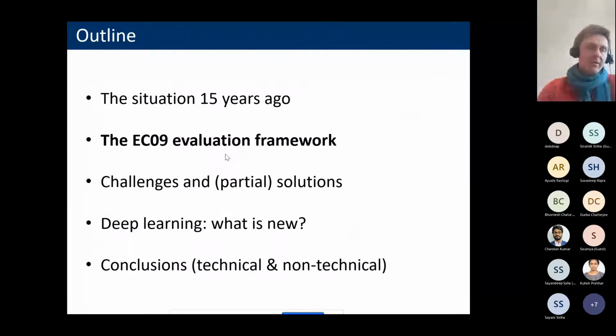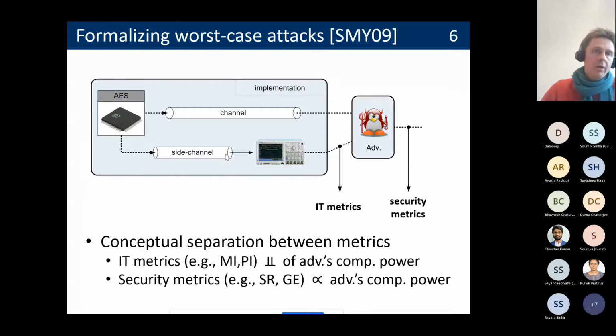Cool, good. So what is this evaluation framework? Essentially, we wanted to formalize what is a worst case attack. And for this, we tried, I mean, that was quite natural, right? We had an implementation with a communication channel that the adversary could monitor, and that's typically where the plaintext and the ciphertext would be sent. And then you have this side channel going through another scope, and that's this additional information that the adversary gets. That could be the power consumption, that can be the electromagnetic radiation, and so on.